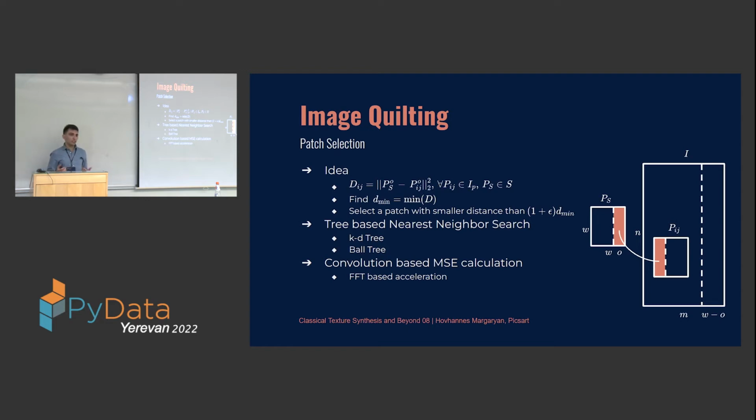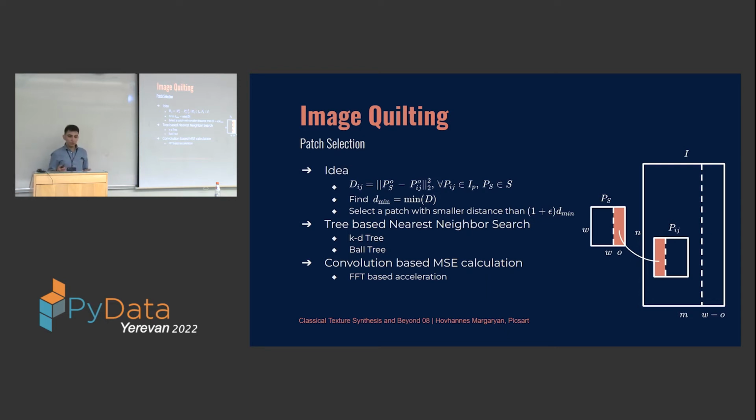For patch selection, we essentially have two options. We can either use tree-based nearest neighbor search algorithms, such as KD trees or ball trees, or we can apply a convolution-based MSE calculation, which further can be accelerated using FFT. So formally, let's assume that we are given a patch PS, and we need to calculate the most similar patch from the input texture I. If we write the MSE between the given image and the given patch in an extended form, there is a component wherein we need to compute the convolution of the given input image using the given patch as a kernel.